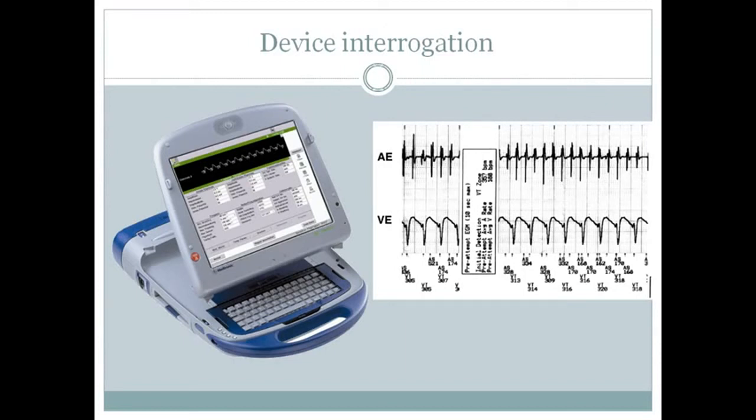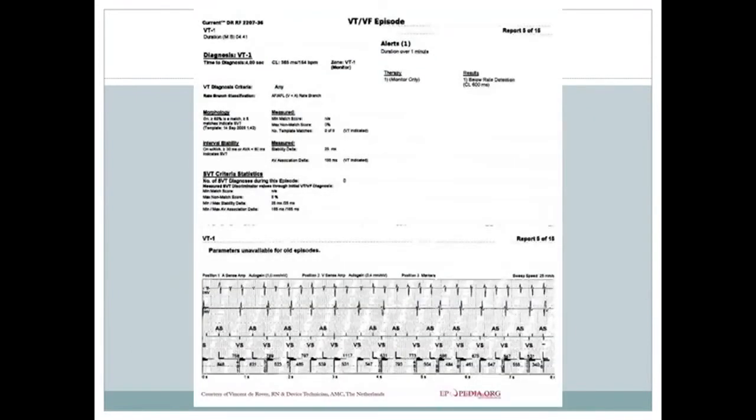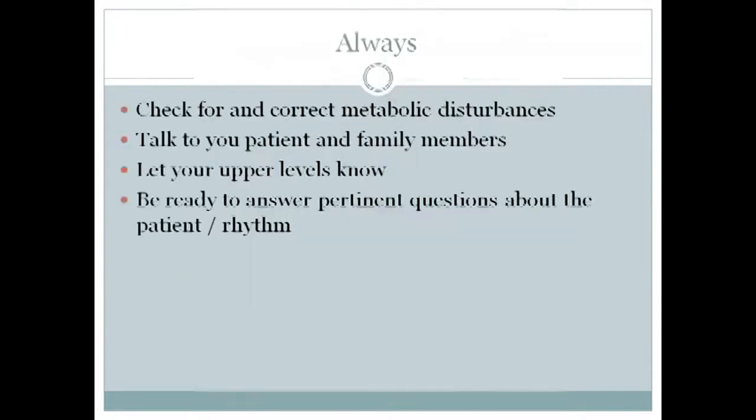If the patient has a dual chamber device, ask somebody to come interrogate it for you. Use all your tools. This is another example. Ventricular lead, atrial lead, more A's than B's. This is a flutter. So it's very useful.